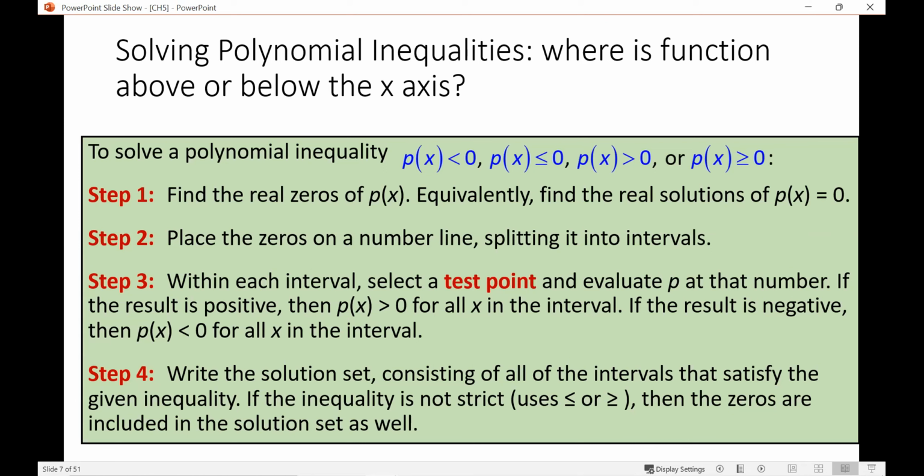Then we just put those values of x on the number line, because that's where it's going to cross the x-axis. And we can split our number line now into these intervals. We just have to test a point in each interval to figure out if we are above or below the x-axis in that interval. Since we know we don't cross the x-axis anywhere else, just one point will do. And then we can write our solution.